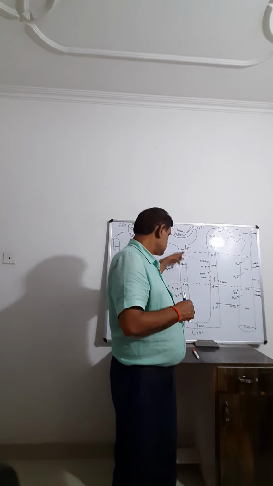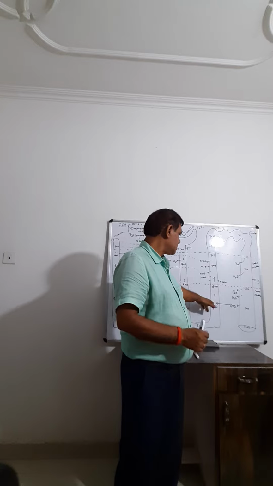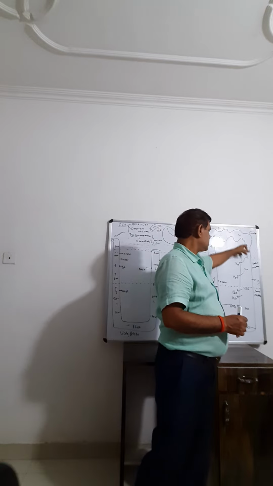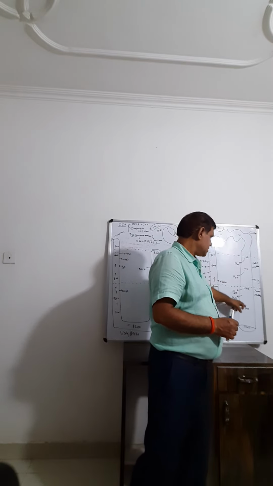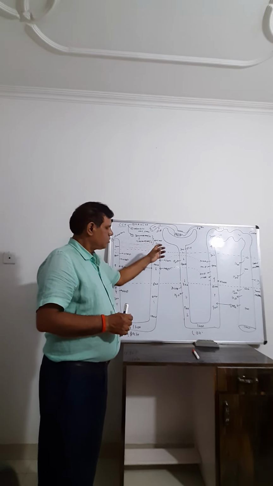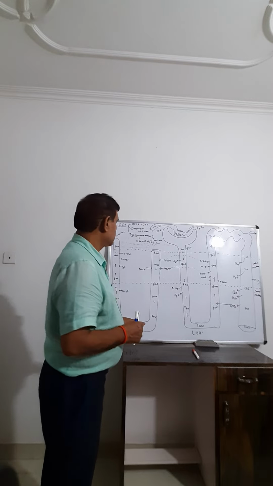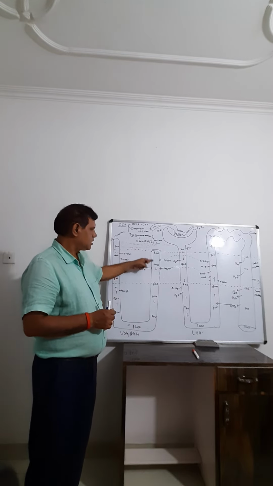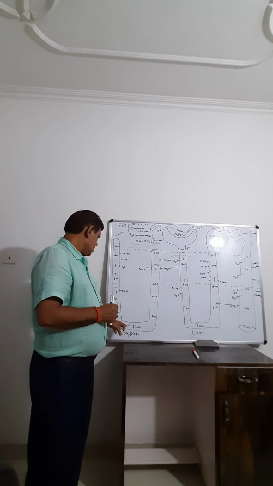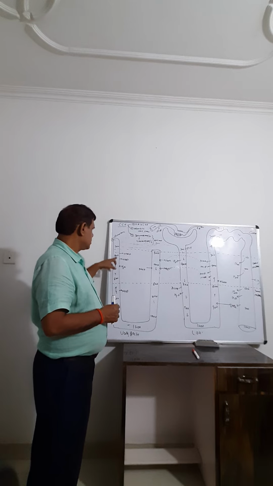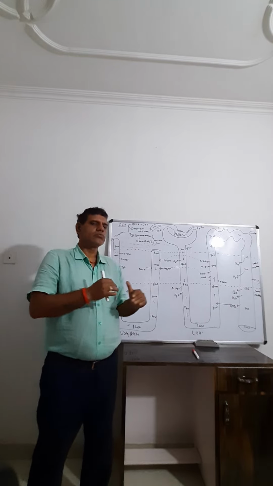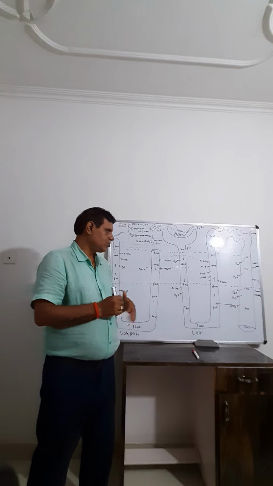In the ascending limb, it goes 900, 600, 400, 300, 200. In the DCT, 200, then 300, 400, 600, 900, 1200. So this is the conversion of 300 milliosmol into 1200 milliosmol. In the vasa recta also, there is 300, then 400, 600, 800, 1000, then 1200, and then 1000, 800, 600, 400, 300 in the return direction. So 300 milliosmol is converted into 1200 milliosmol per liter.